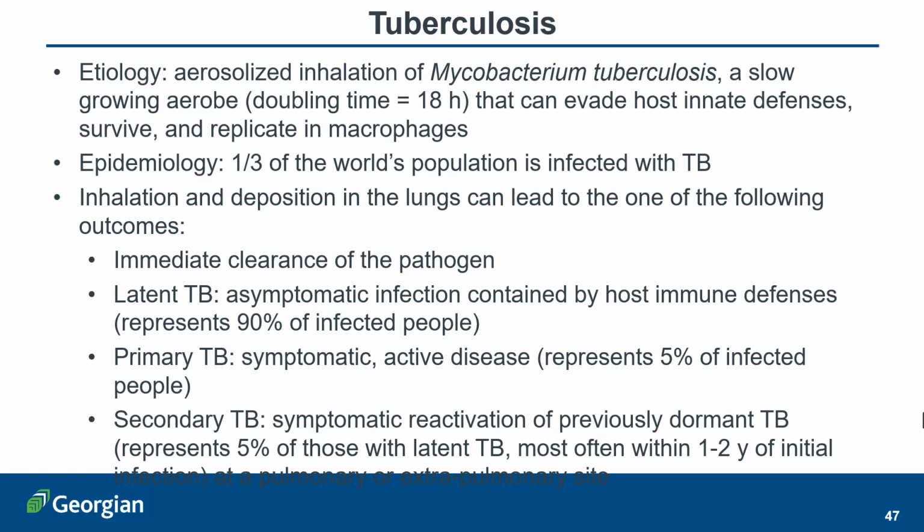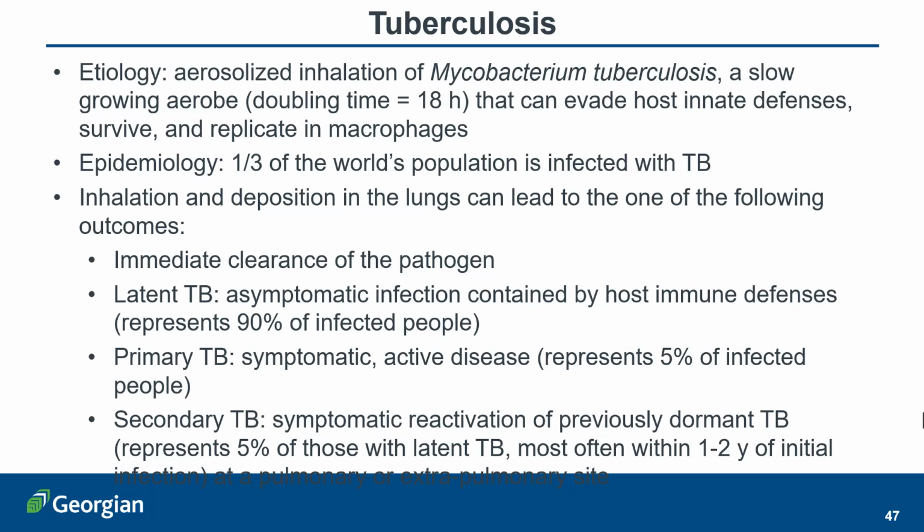But the problem with Mycobacterium tuberculosis is that it can evade the innate defenses of our immune system, thereby surviving and replicating in macrophages. The macrophages are the host cell of this Mycobacterium tuberculosis. That's what the bacteria attacks. It turns out that nearly 1/3 of the world's population is already infected with TB, but fortunately most individuals are able to suppress the replication of the TB, and they land up with what's known as latent TB. And we'll go through that.